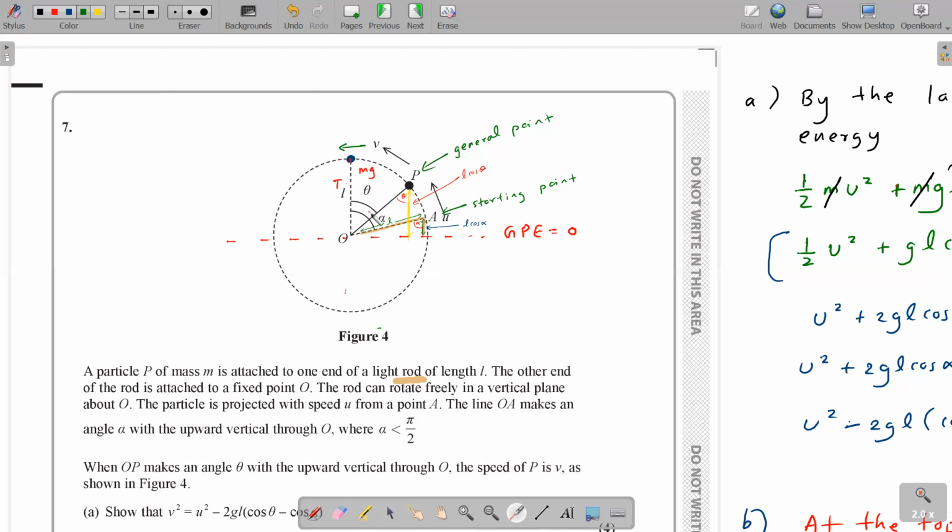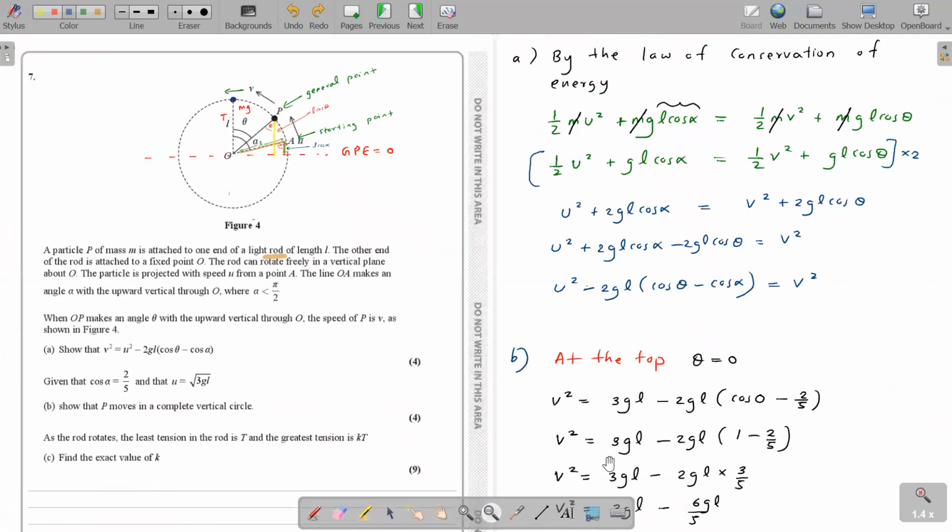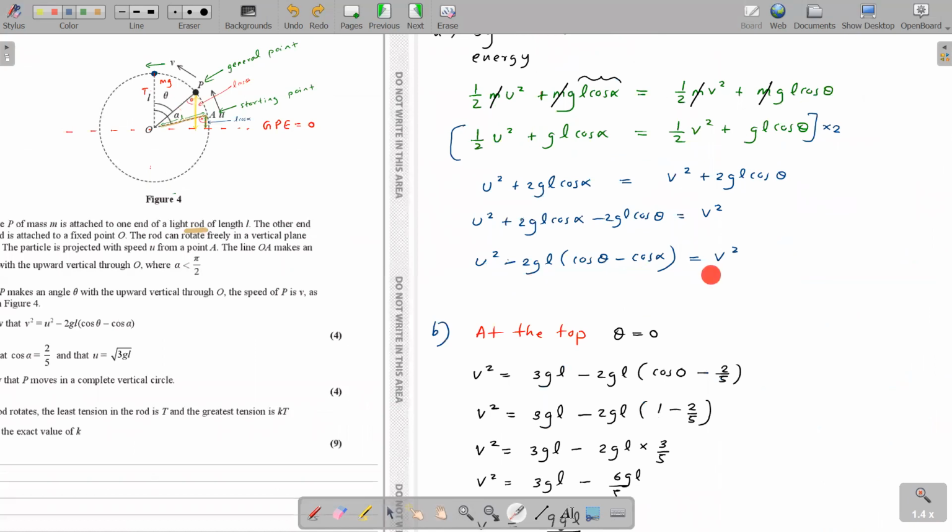So at the very top point, what happens, guys? When P goes to the very top, this theta angle reduces to 0, because theta is measured from the upward vertical. So when P reaches the top, theta is 0. That's what you need to do here. You have the general equation for the velocity, and you set your theta to 0. And then you input the values.